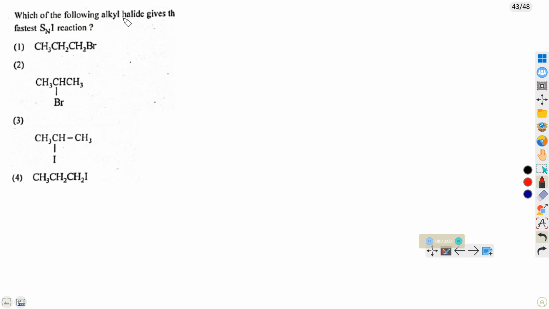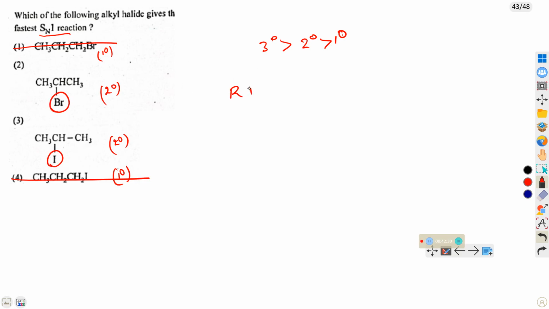Which of the following alkyl halide give the fastest SN1 reaction? First identify. This is 1 degree alkyl halide, 2 degree alkyl halide, 2 degree alkyl halide, 1 degree alkyl halide. So remove first and fourth options because order of reactivity: 3 degree greater than 2 degree greater than 1 degree. This is iodide, this is bromide. We know that alkyl iodides are more reactive, after that alkyl bromides, after that alkyl chlorides, finally alkyl fluorides.